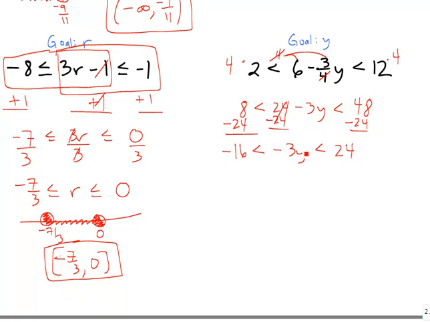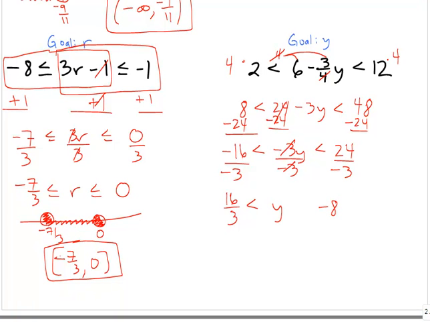Finally, to get y by itself, I'm going to get rid of that coefficient by dividing. So I want to divide in the middle by negative 3, on the left by negative 3, and on the right by negative 3. Now you can't really reduce 16/3, but you can reduce the signs. A negative divided by a negative becomes positive 16/3. In the middle, you just get that y, and 24 divided by negative 3 is negative 8.